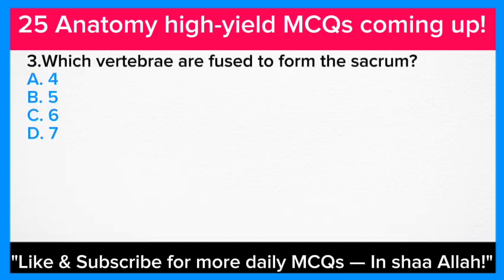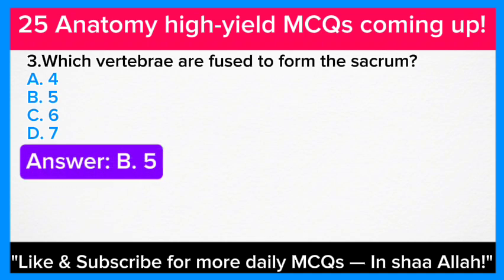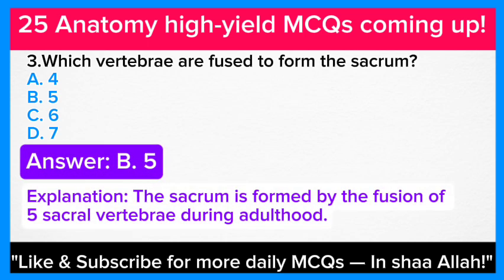3. Which vertebrae are fused to form the sacrum? A. 4, B. 5, C. 6, D. 7. Answer: B. 5. Explanation: the sacrum is formed by the fusion of 5 sacral vertebrae during adulthood.